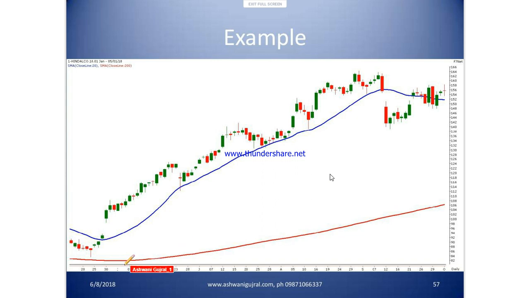This is Hindalco. Near 200, it gaps up. So basically all this data to the left is taken out. Bears come in for a bar and again green comes in. I want to buy.